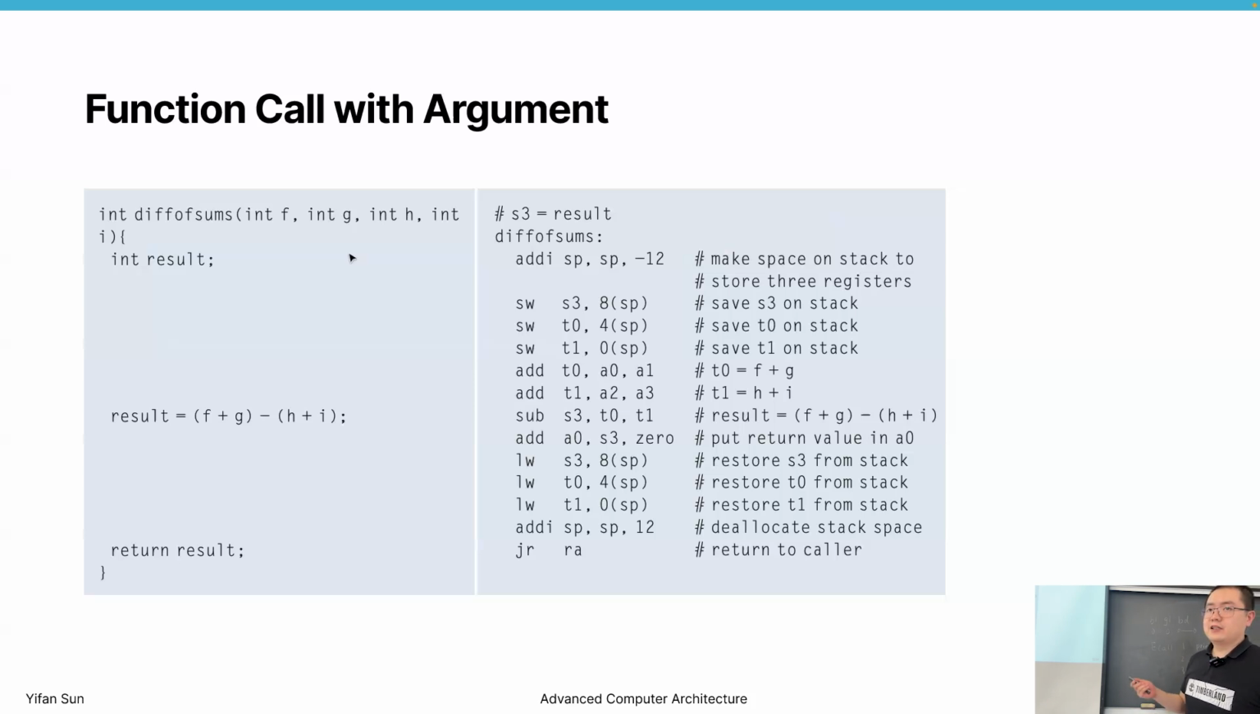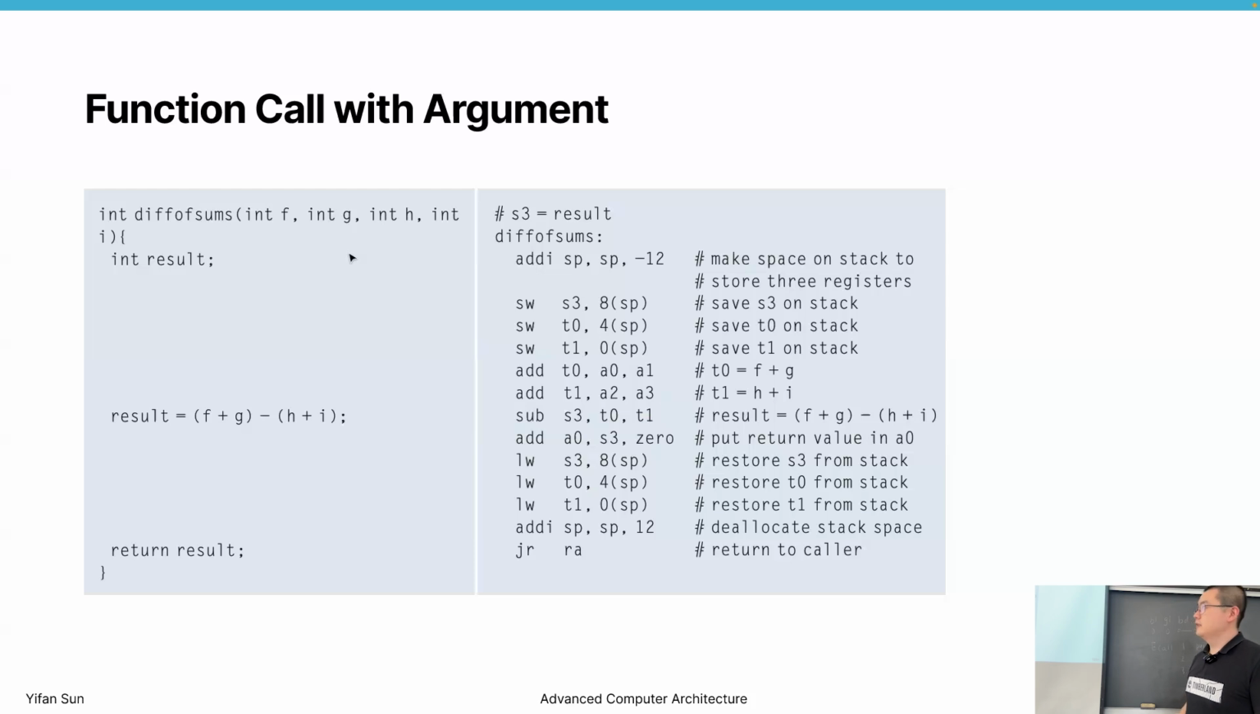Okay, question: is SP not modified on the line where it says result equals F plus G? Which one? Sub S3, T0, T1. So T0 minus T1, then we store the result back to S3. Is that not modifying S3? It's modifying S3 at this moment, but we recover S3. Oh, okay. Right? So we can modify, but then we recover, so that the caller will feel as if it's not modified.